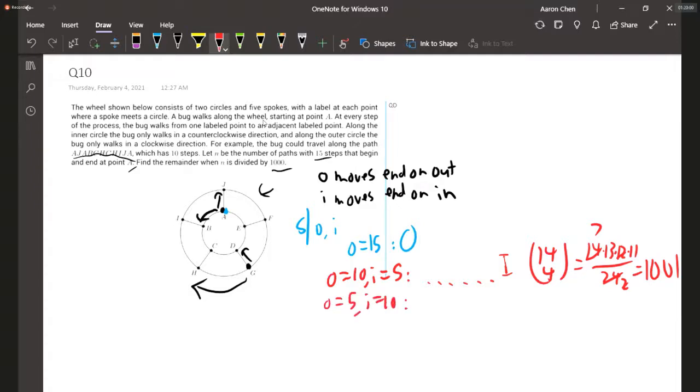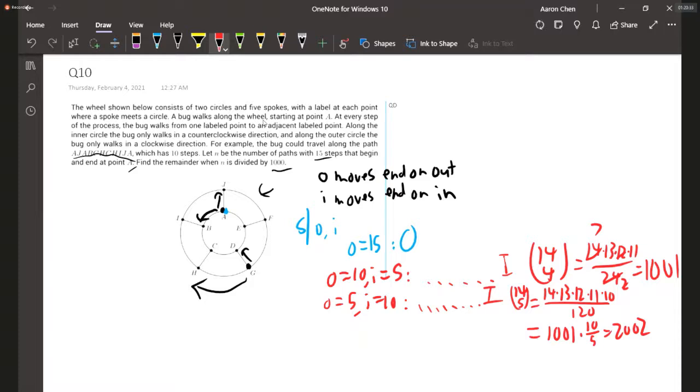Now, the next case is when O is equal to 5 and I is equal to 10. In this case, once again, the final term is I. And of the 14 other terms, 5 of them are O. And so this is 14 choose 5, which is equal to 14 times 13 times 12 times 11 times 10 over 120, which is 1001 times 10 over 5, or 2002.